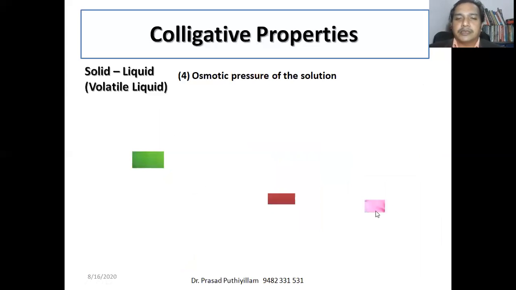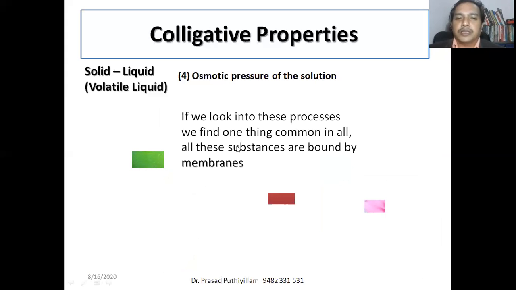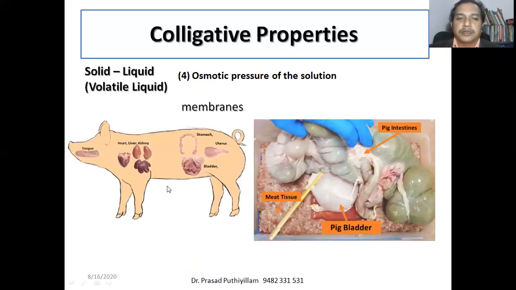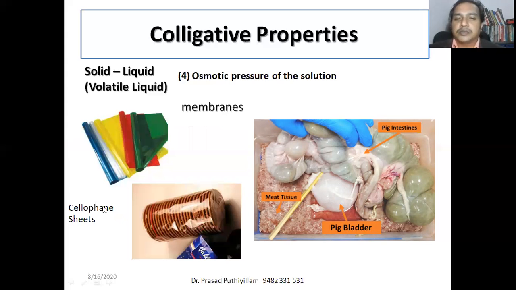In all these cases you can see a common factor: the surface of the mango, the blood cell, or the flower petal. These act as a membrane. We'll take another example, say a pig's bladder. This is the bladder representation. It is a naturally available membrane.